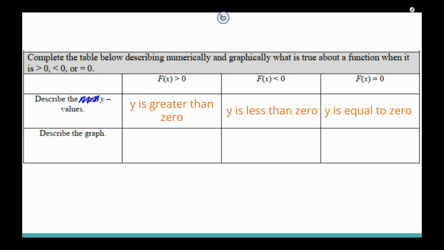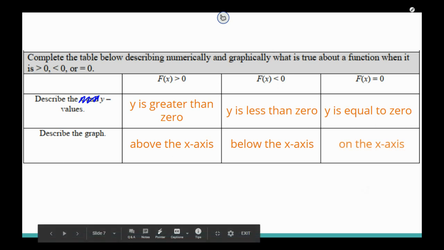Okay, and then where is your graph when y is greater than 0? Above the x-axis. When it's less than 0, it's below the x-axis. Where is it when it equals 0? On the x-axis.